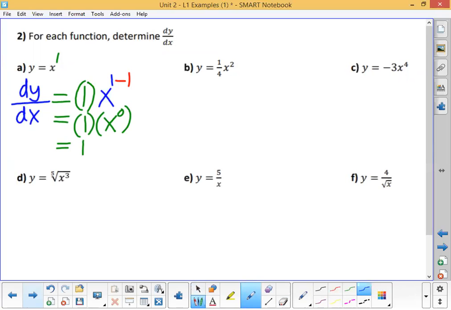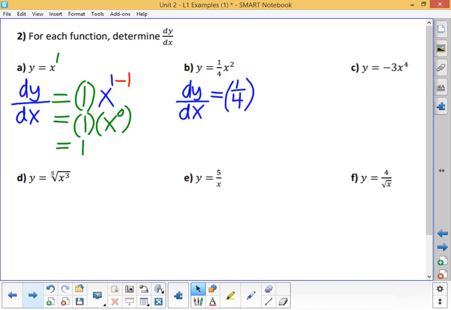Okay, so I'm going to keep saying the same procedure. No matter how hard the equation is, you'll see that the power rule remains the same. So dy over dx, when we have 1/4 x squared, well, I know originally I have the 1/4. But I need to take my highlighter, that x to the power of 2, and I want to bring it down as a coefficient.